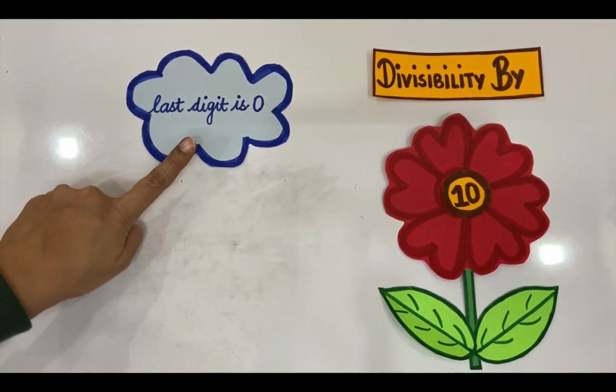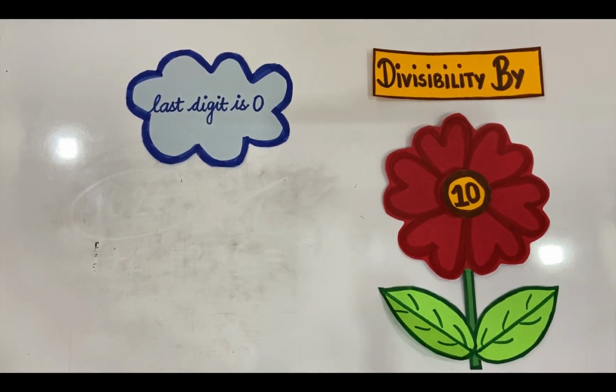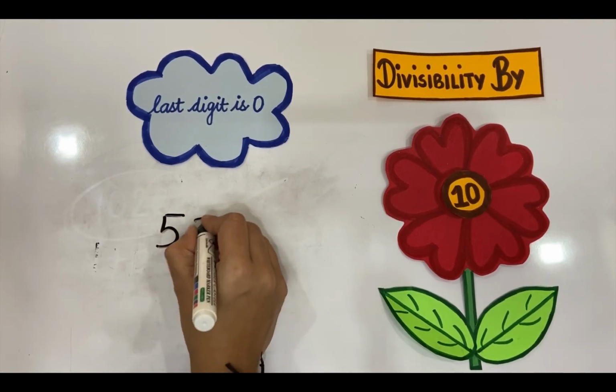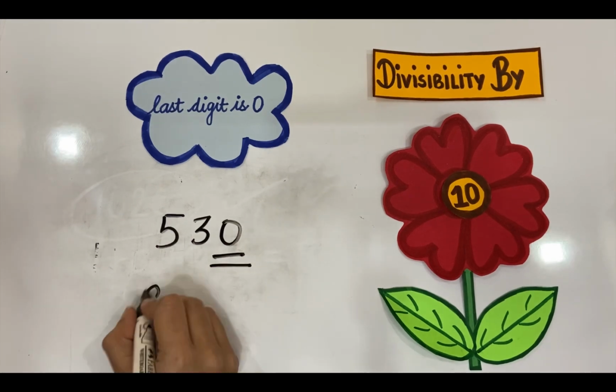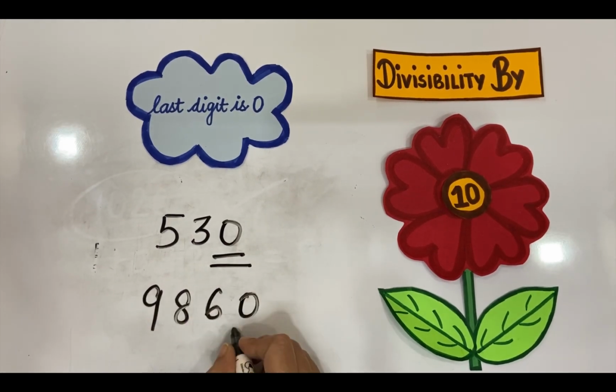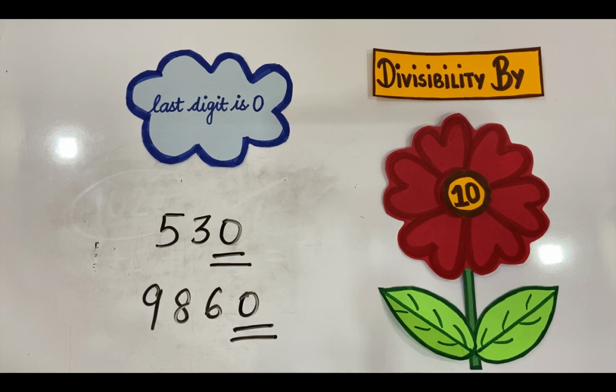Now divisibility by 10. If the last digit is 0, then it is divisible by 10. For example, 530. Last digit is 0, it is divisible by 10. 9860. Last digit is 0, then it is divisible by 10.